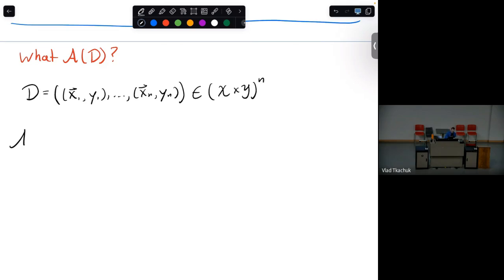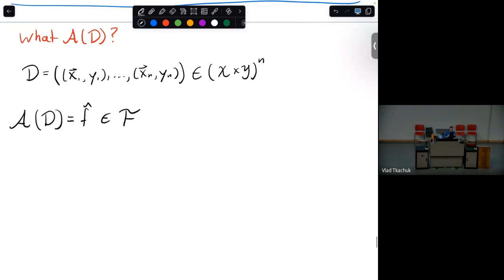The learner is a function that takes in a data set like this, and it has to output something. It's going to output a predictor. Since we chose our function class to be this f thing, it's going to output this f hat from here. This is the set of things it's going to output from. We fix that idea, and then the question is, what is this thing?